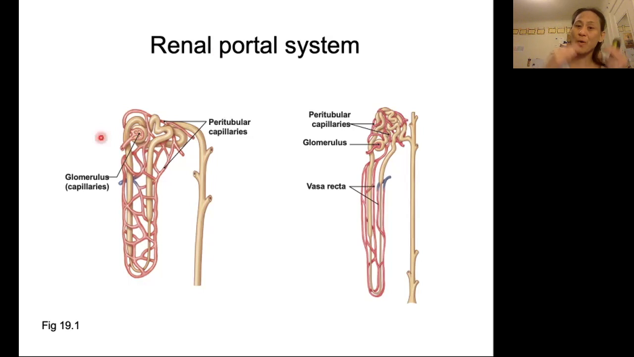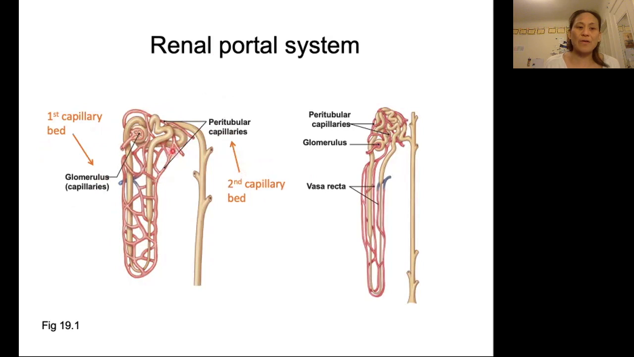Okay, so where are those two capillary beds here? The first capillary bed is the glomerulus here. I want to remind you that fluid from the glomerulus is going to move into the nephron for processing. Our second capillary bed is this series of capillaries that surrounds the whole rest of the nephron. It's called the peritubular capillaries.